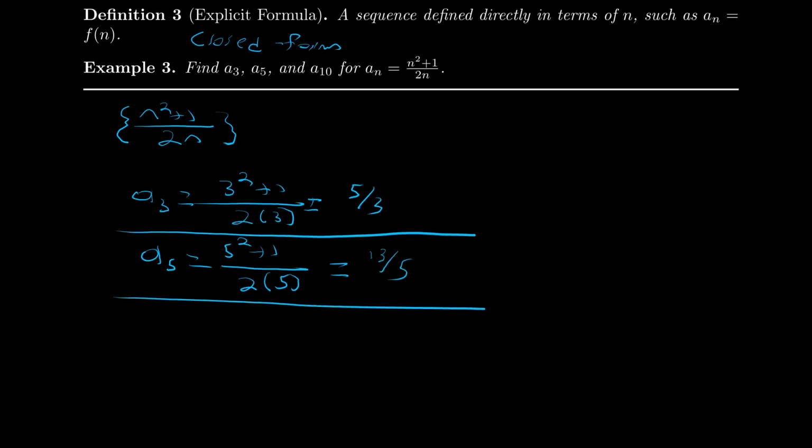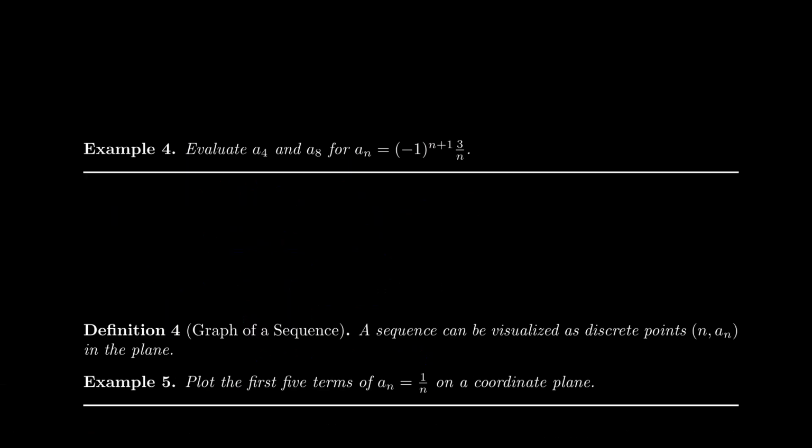And then let's do a sub 10. A sub 10 is, you're not going to believe this, 10 squared plus 1 over 2 times 10. And you do all the math on that, you'll get 100 plus 1 over 20, or 101 over 20. So those are those different terms. And that's it. That's all there is on that. So let's just continue on.